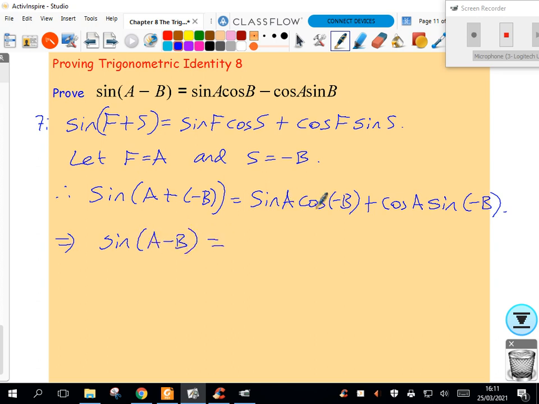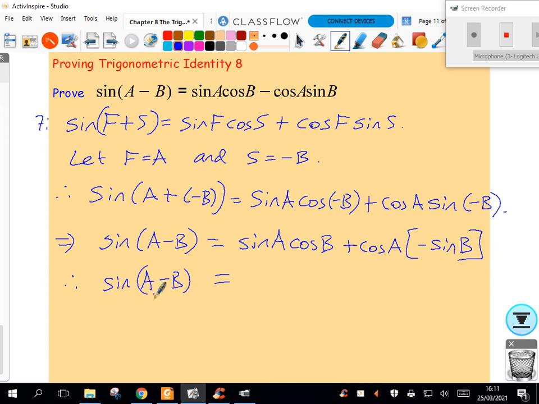Here we have sine A cosine of negative B, and we know that cosine of negative B is equal to cosine of B. Plus cosine of A times the sine of negative B, which is just the negative of sine of B. Okay. And then we're just about finished. So we have the sine of A subtract B is equal to, the first term is fine, I'm going to leave it alone, sine A cosine B. And then we've got this positive times a negative, giving me a negative, and then it's cosine A times sine B. And that is identity number 8, and that is how we prove it.